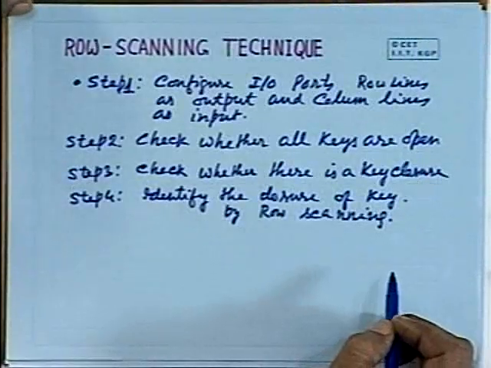Suppose by the help of a program you set a particular register to 1110, then you output it, then you shift that 0 bit. As you shift that bit, it goes to the next row, then you scan the next row. In this way, row scanning can be done.